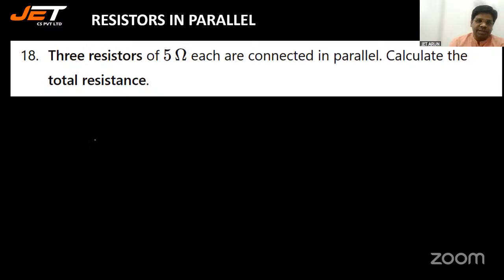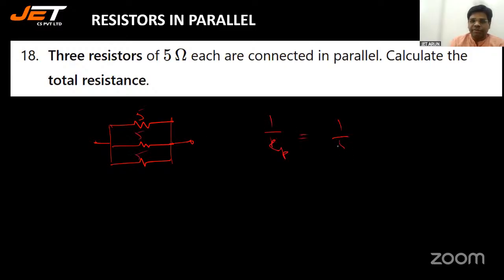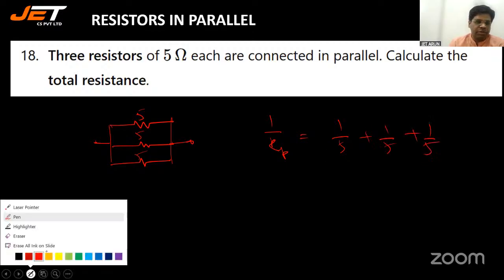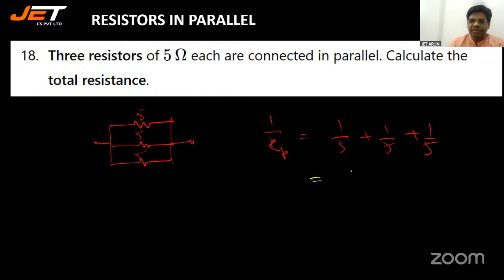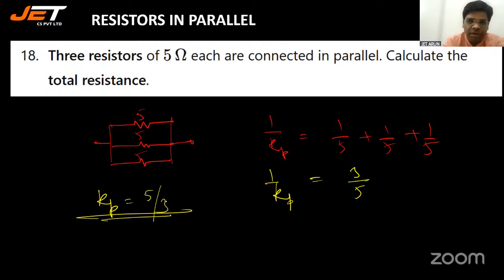I've got three resistors here: five, five, and five. I want the equivalent resistance. So what is the formula for that? One by R parallel is 1 by 5 plus 1 by 5 plus 1 by 5. This is written as 3 by 5. 1 by R effective is 3 by 5. So R effective will be 5 by 3. Right?